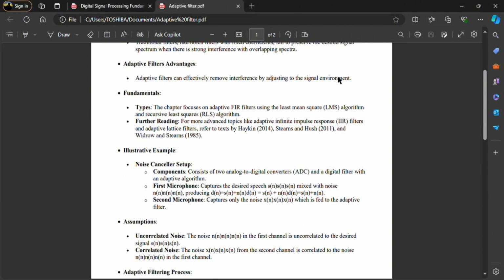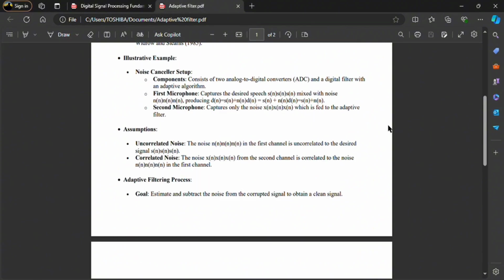And here you can see the equations of this noise canceller setup. Then we are moving to the second microphone, which captures only the noise, which is fed to the adaptive filter. The assumptions of these adaptive filters.